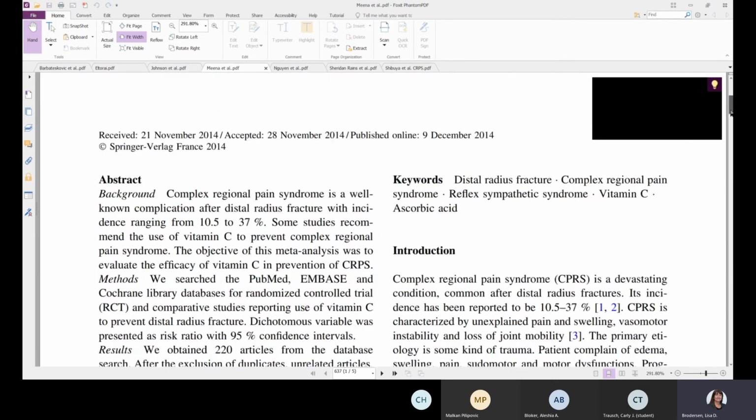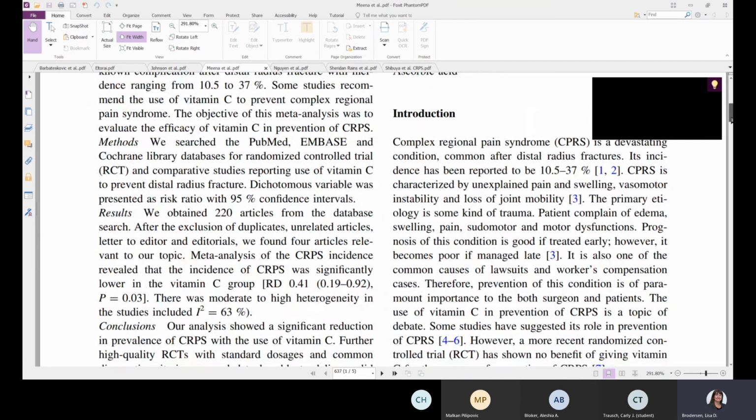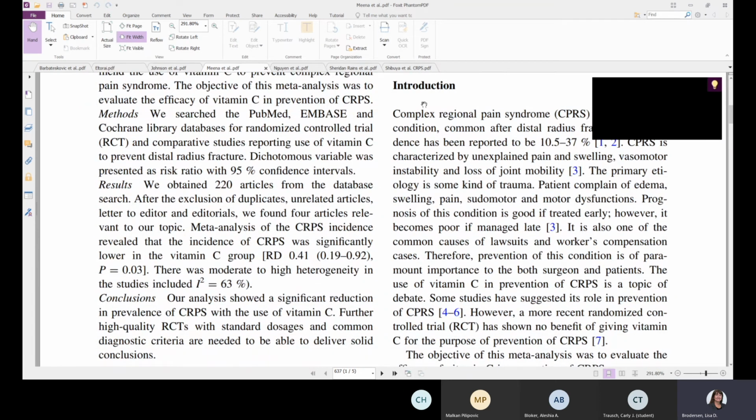But again, the point is I want to show you the introduction of the problem, which starts right here in the right-hand column. Okay, you can see they start out by defining complex regional pain syndrome as a devastating condition, common after particular things like a distal radius fracture. Then they go on to describe the incidence, and then they cite a couple of sources here. Okay. I think this first sentence could probably be considered common knowledge among the readers of this article. It's probably noted several places, so it's probably okay that they didn't cite a source there.